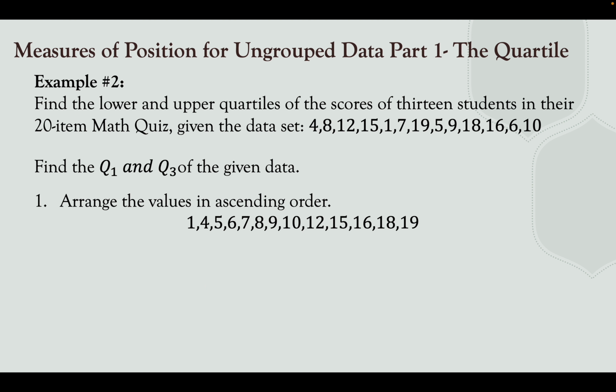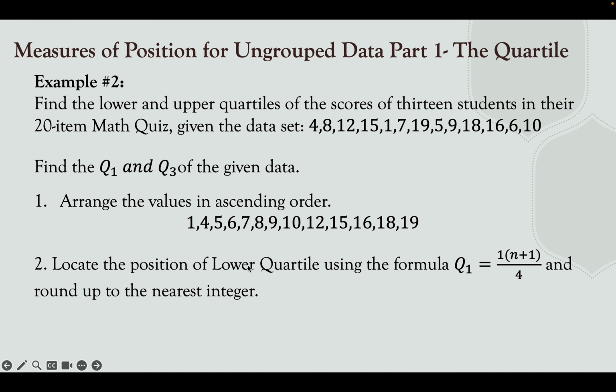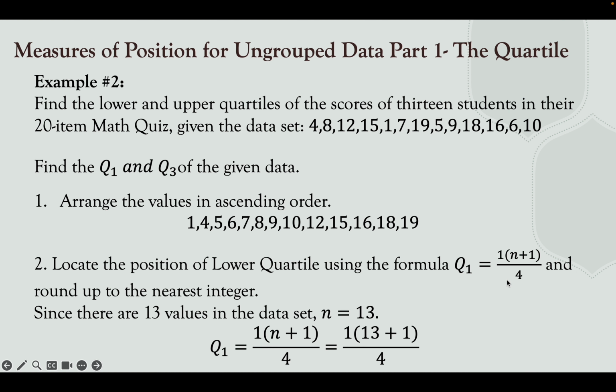First, we need to arrange the values in ascending order from lowest to highest, class. So we have now 1, 4, 5, 6, 7, 8, 9, 10, 12, 15, 16, 18, 19. And then locate the lower quartile using the formula. Substitute the value of your n, which is 13, since we have 13 values in our given data set. So we have 1 times 13 plus 1 over 4.